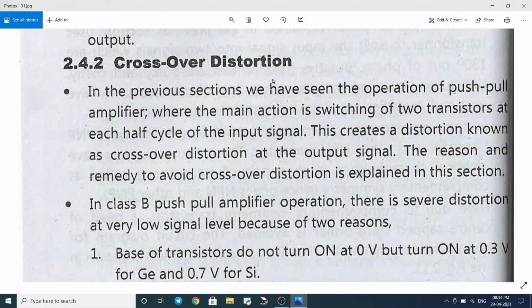Because we know in case of push-pull amplifier there are two transistors and there is switching of two transistors. That means when one transistor becomes on, at that time the other transistor remains off in the first half cycle, whereas in the second half cycle the other transistor becomes on, at that time the first transistor becomes off. Now this creates the distortion called crossover distortion.